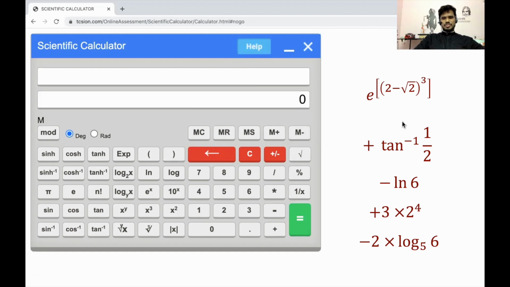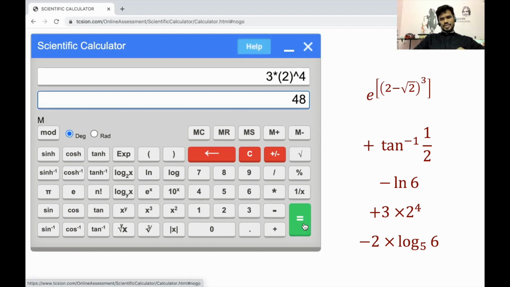Yeah, okay, suppose, let me rewrite that. Okay, I did till ln 6. So 3 into 2 power 4. I don't know how it will do, so let me put 2 and then do power 4. 48. Okay, and I want to add this to the memory. Fine, I added that.